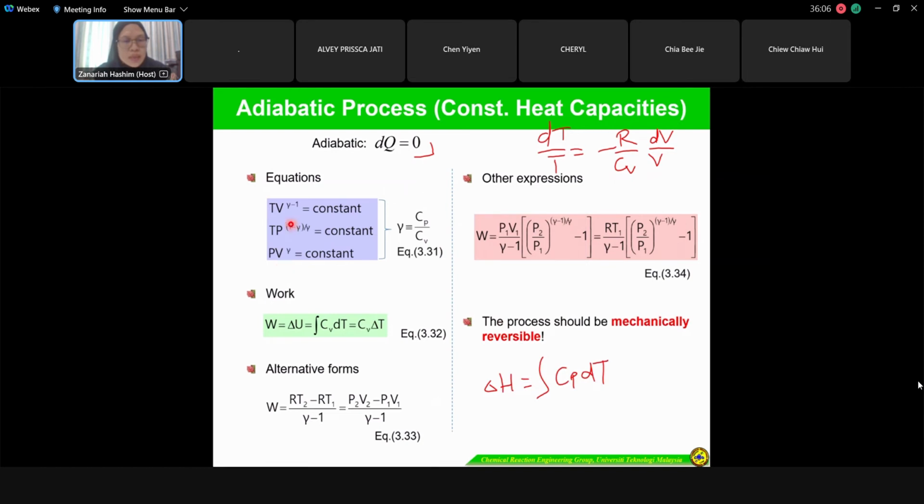So in this case, we have this new parameter, which is gamma, defined as the ratio between Cp and Cv. So for the adiabatic process, T V to the power of gamma minus 1 is constant. And then for T P, you have this term here, 1 minus gamma over gamma is constant. And then for PV, PV to the power of gamma is constant. Okay, and then we can also derive the equation for work.